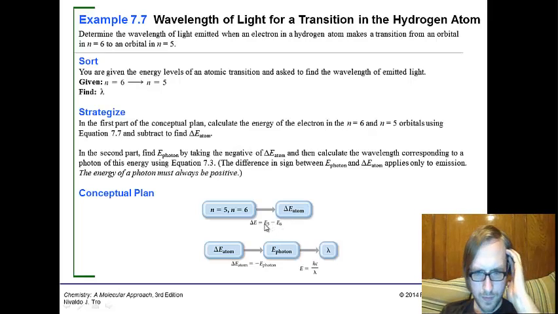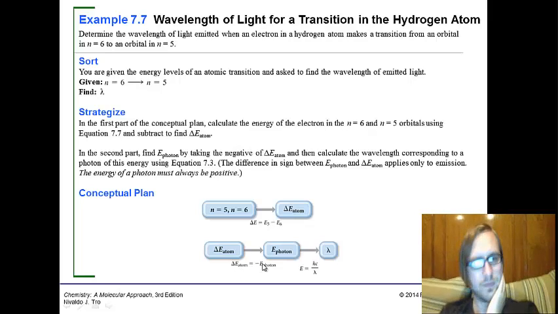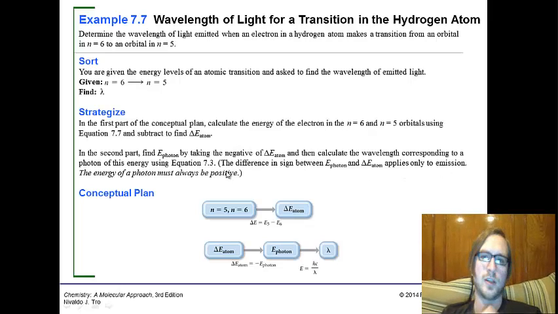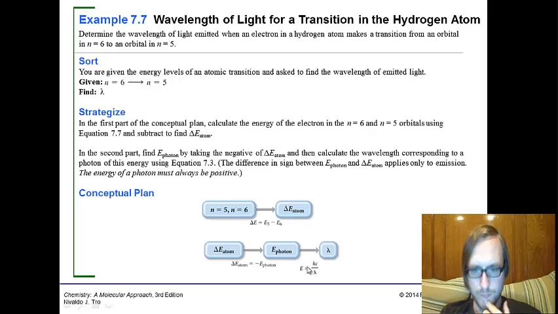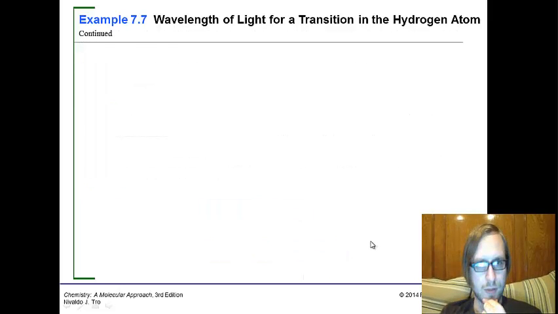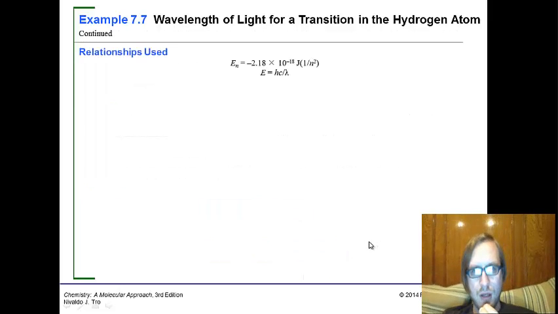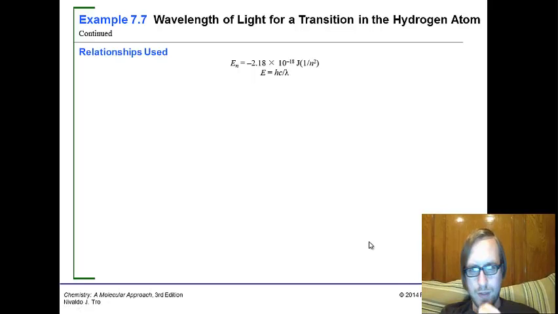So after that, the change in energy of the atom is the negative energy of the photon. The difference in sign between E photon and change E atom applies only to emission. If we were talking about absorption, it'd be the opposite, because we're giving off energy. So we have that.